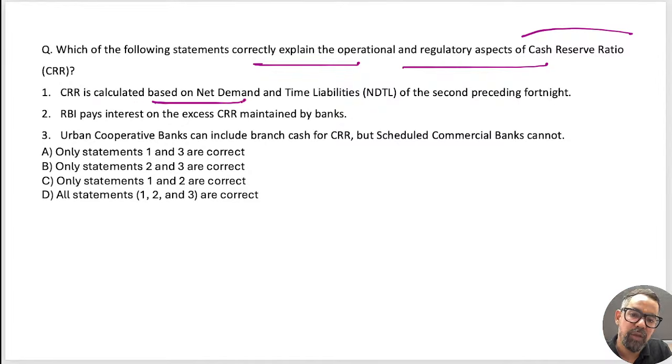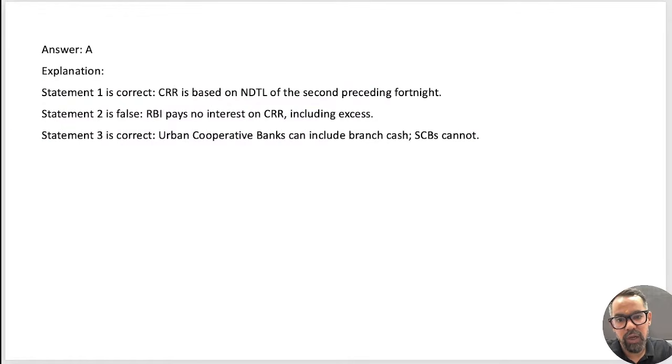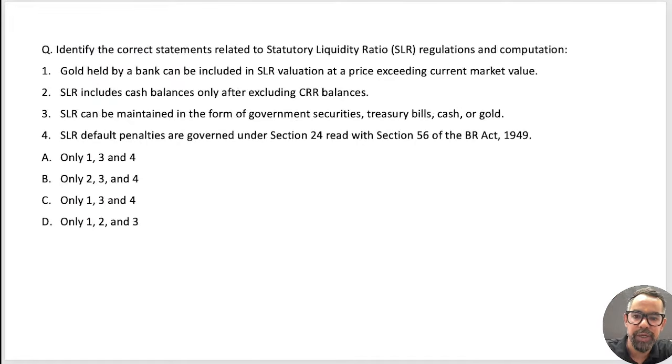CRR is calculated based on NDTL of the second preceding fortnight. The second one is RBI pays interest on CRR. Urban Cooperative Banks can include branch cash for CRR, but scheduled commercial banks are not allowed in this case. So 1 and 3, A will be the right answer for this particular one. Chalo, everyone mark the first question correctly.